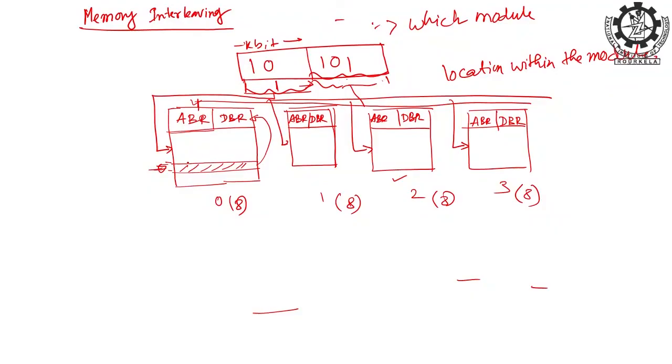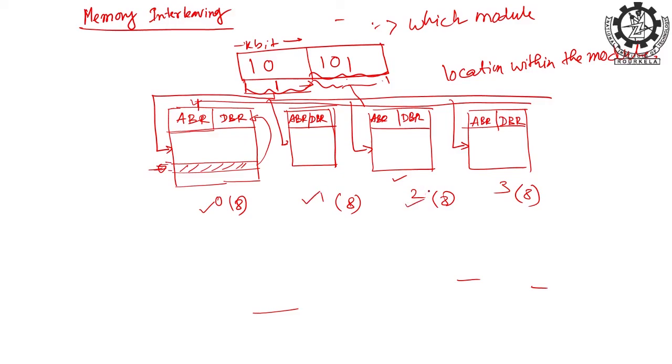But the problem with it is that if the CPU wishes to access consecutive memory locations, all memory locations will be within the same module, because the consecutive lower bits are indicating the location within the module. Therefore, all locations will be within the module. But ideally we want multiple modules to work together to match the speed of the CPU. So, when this one is working, simultaneously this one also will work, and so on.